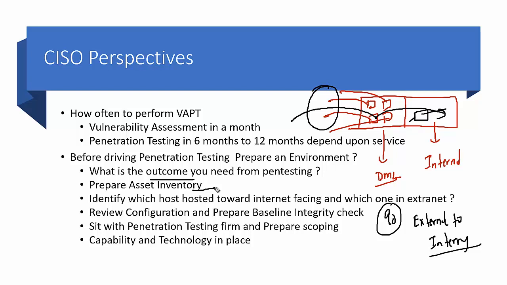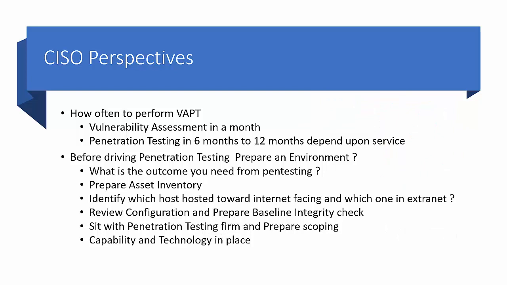Why? Because sometimes when you're conducting penetration testing on the systems, it modifies the configuration. So we will compare, okay, before pen testing and after pen testing, do we have the same integrity check? We use a tool called file integrity monitoring, FIM, by which you can review this configuration check. Sit with the pen test team, prepare the scoping, then we check the capability and technology in place from the tester team or from your company team. Okay, how efficiently it's going to be done.